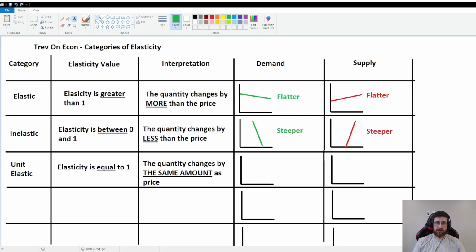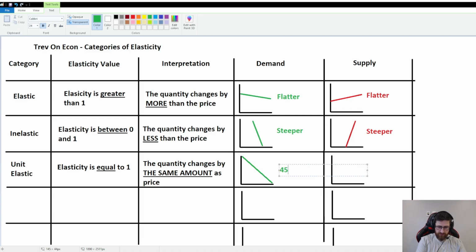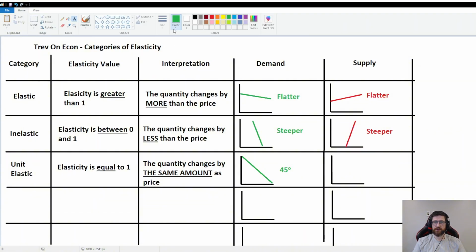Now, in terms of shape, well, it's between flat and it's between steep, so we're just going to say it's 45 degrees. Nope, let's do it this way. There we go. Make a degree symbol there. For supply, same idea. We're just going to say 45 degrees.